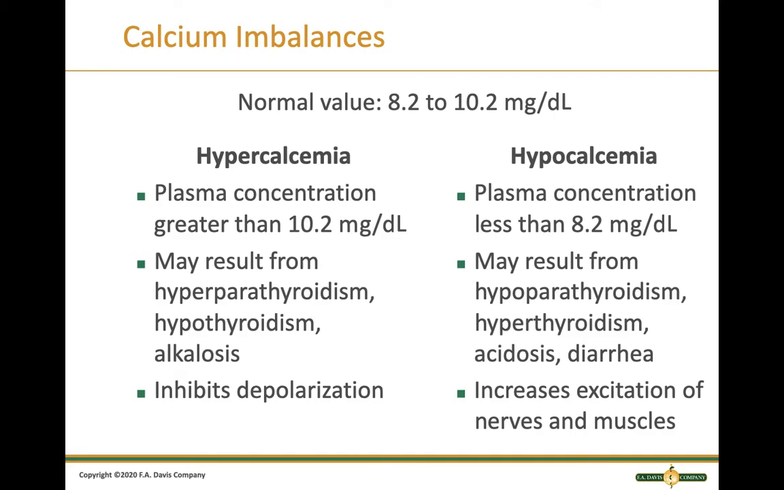Then hypocalcemia is not enough calcium. This could result from hypoparathyroidism, so not enough parathyroid hormone, or hyperthyroidism, too much thyroid hormone. It could result from acidosis or from diarrhea, and it increases the excitation of nerves and muscles, so you could make action potentials happen when you don't want them to, leading to muscle spasms, and that's not good.